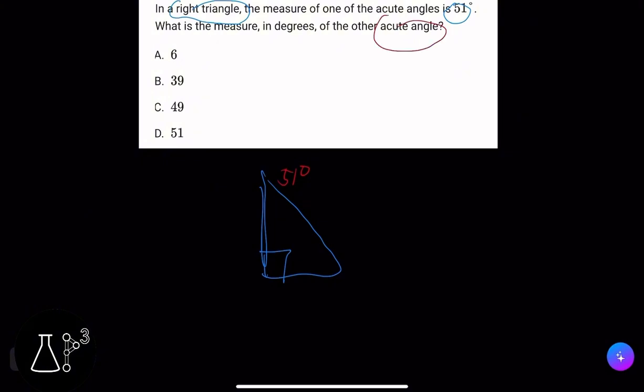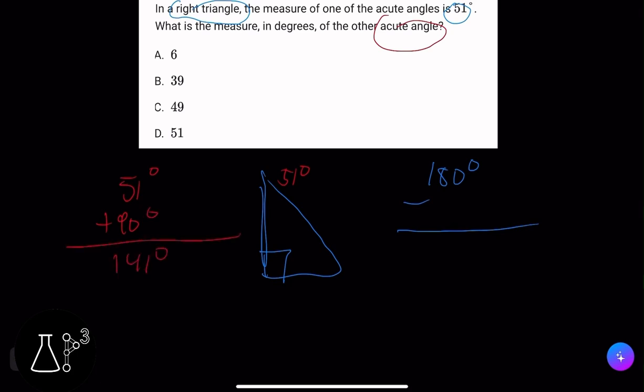So all we have to do is understand that in the full triangle, the angle measure is 180, and we've got to subtract what's given to figure out the missing acute angle. Well, we're given 51, and because in a right triangle the right angle equals 90, we just do 51 plus 90 degrees, which gives us 141. So we use that 141 and subtract it from 180 to figure out the missing acute angle. So 180 minus 141 degrees gives us 39. And 39 is our answer.